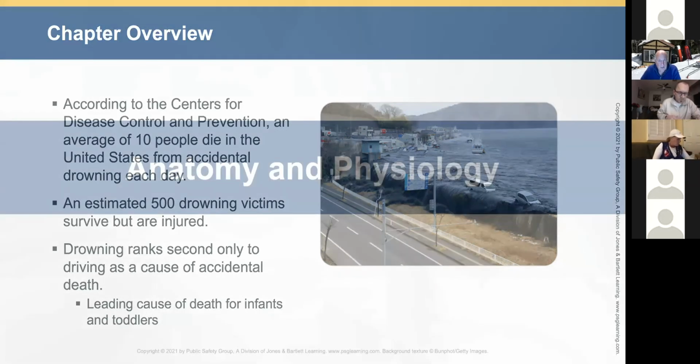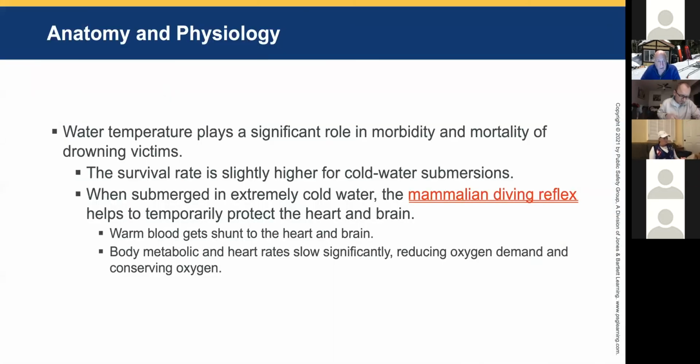Water temperature plays a significant role in the morbidity and mortality of drowning victims. The survival rate is slightly higher for cold water immersions. When submerged in extremely cold water, the mammalian diving reflex helps to temporarily protect the heart and brain. Warm blood gets shunted to the heart and brain. Body metabolism and heart rate slow significantly, reducing oxygen demand and conserving oxygen. That's the mammalian diving reflex.